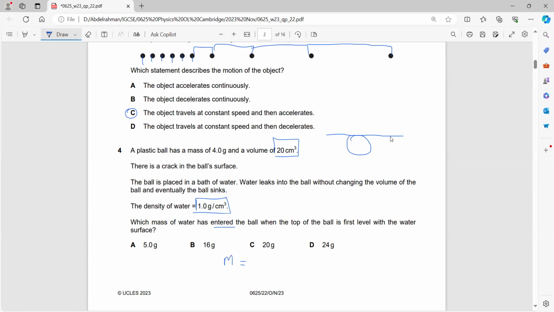Yes, exactly. Mass equals density times volume. So 1, which is the new density, times the volume, which is 20, gives 20 grams. The new mass of the ball should be 20 grams, but it initially had a mass of 4 grams. So you need to subtract 4 grams, which gives a total of 16 grams of water that have been added to the ball.